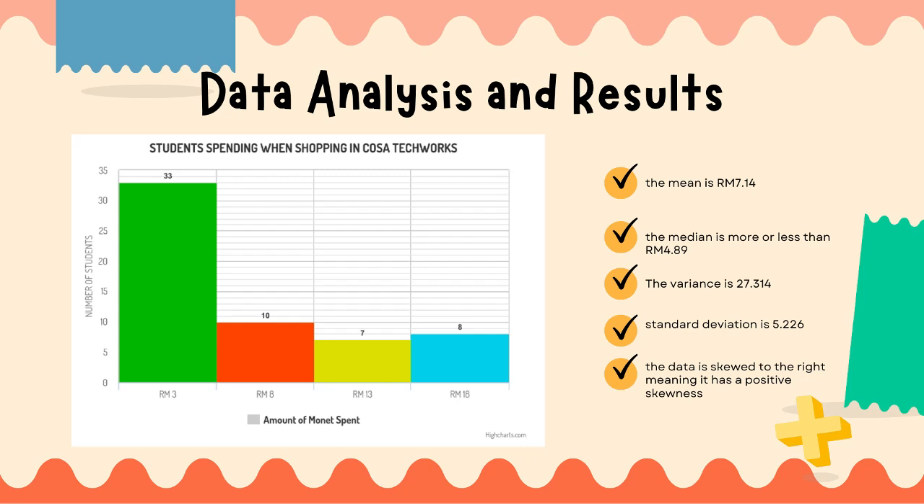Based on the information gathered, the mean or the average money spent by a student is 7 ringgit 14 cents. The mode for the data of student spending is 3 ringgit and 47 cents. And finally, the median, or the amount of money a student spent is more or less than, is 4 ringgit 89 cents. For the variance of the data, it is 27.314, while the standard deviation is 5.226. For the skewness of the data, the data is skewed to the right, meaning it has a positive skewness. So here is the histogram for student spending when shopping in COSA TechWorks.